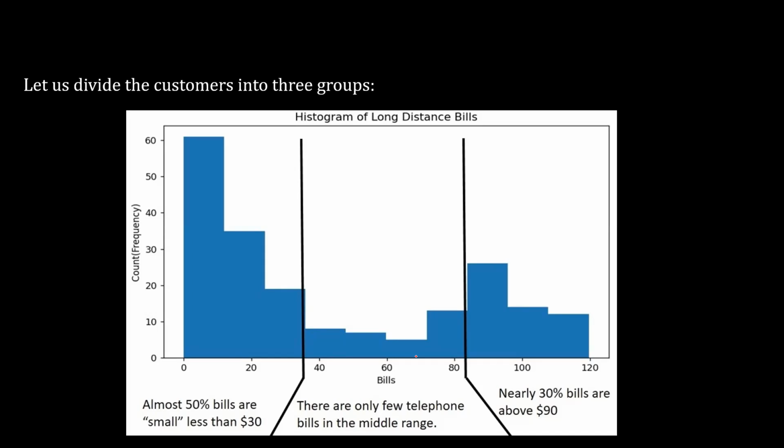So this is the story about your business. 30% of your people have high consumption of international calls, and 50% of them use very little, zero to a small amount. So this is the story about your business.